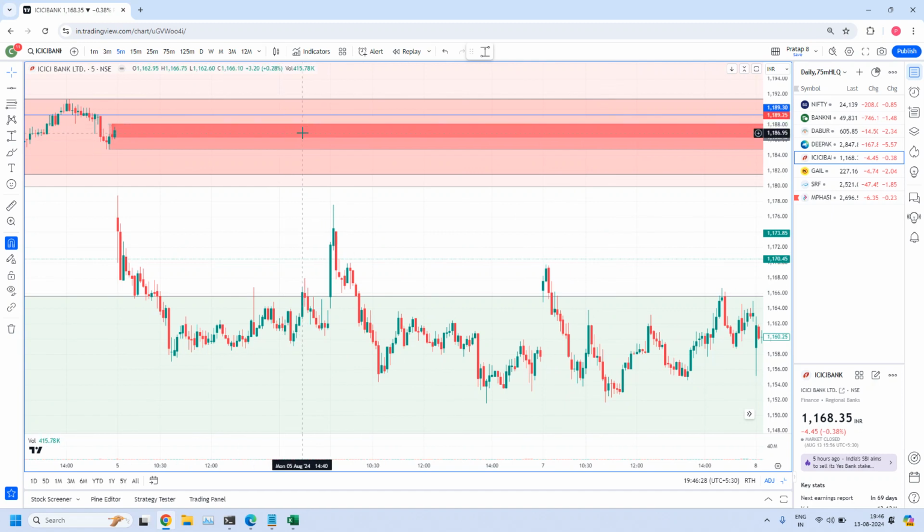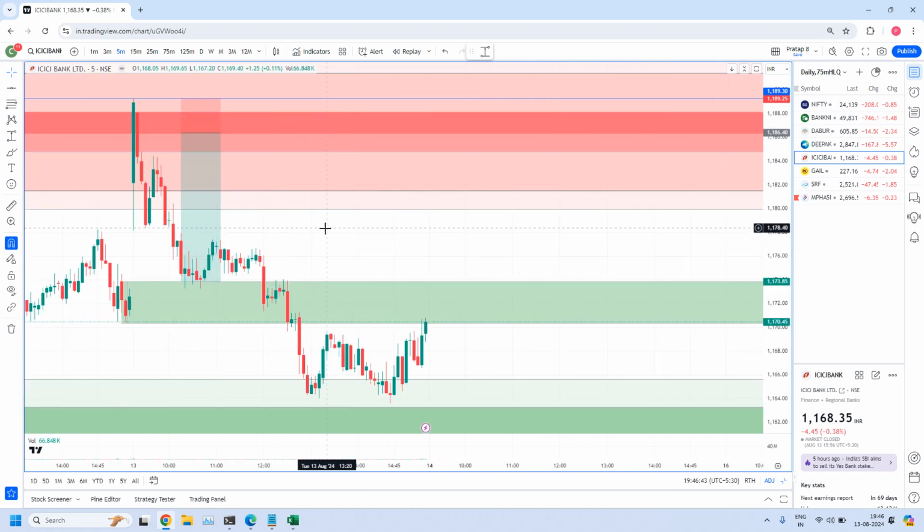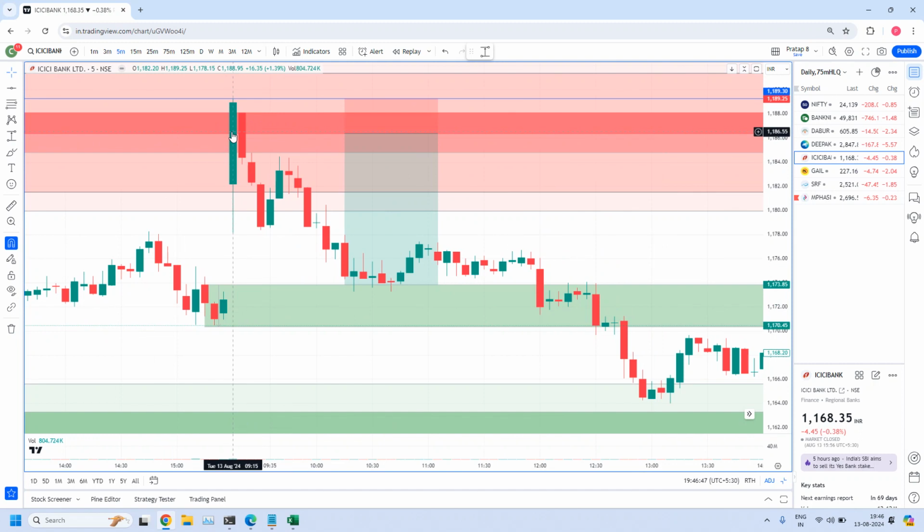I mean, the zone is not stopped out. The zone is pierced. Why is it not stopped out? Because it is within the stop buffer. Just 5 paisa below the stop buffer, price again reversed back and gave a very good trade. See here. Here we got the entry. At what time did we get it?